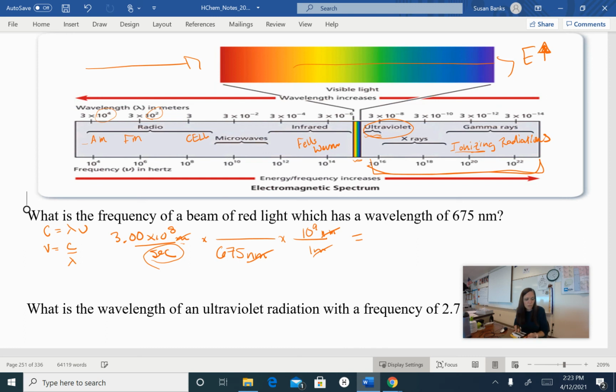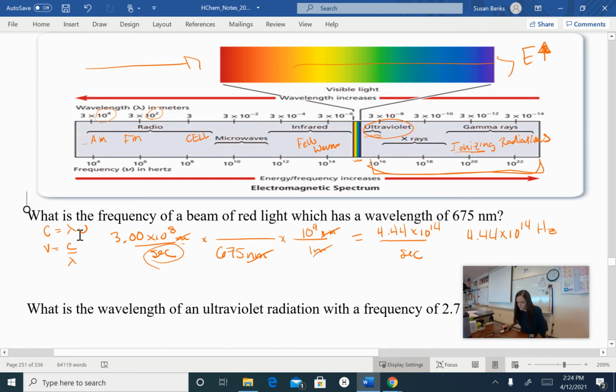Okay, so when I do that, I've got 3 sig figs here. So that will give me 4.44 times 10 to the 14th per second. I could also write this as 4.44 times 10 to the 14th hertz. Remember, hertz is just another way of saying per second. Okay, let's do this next one.